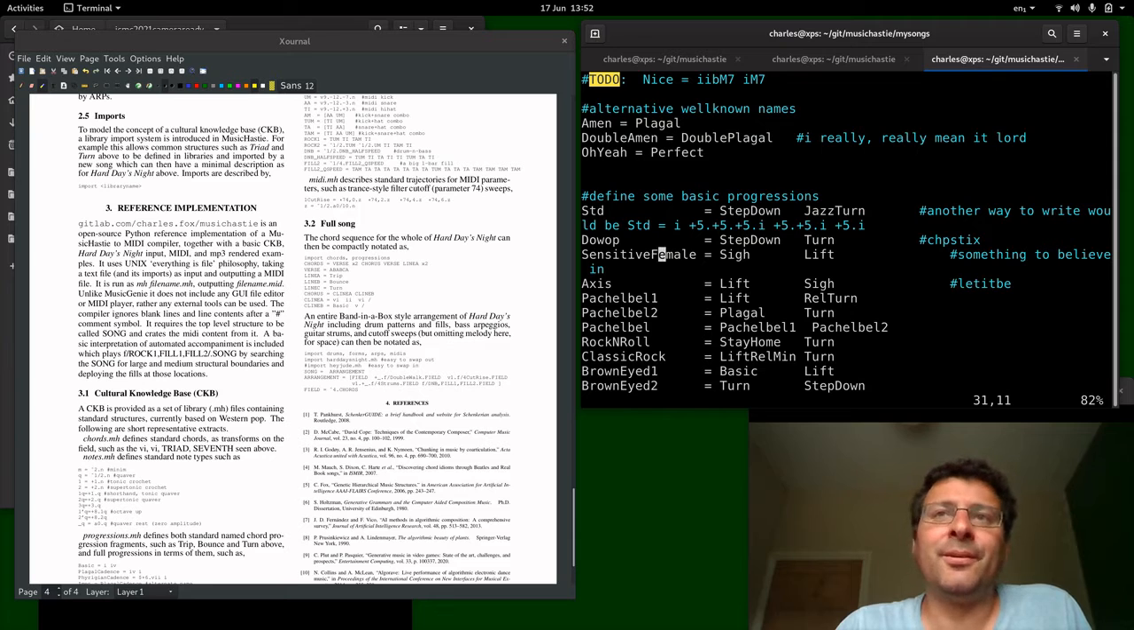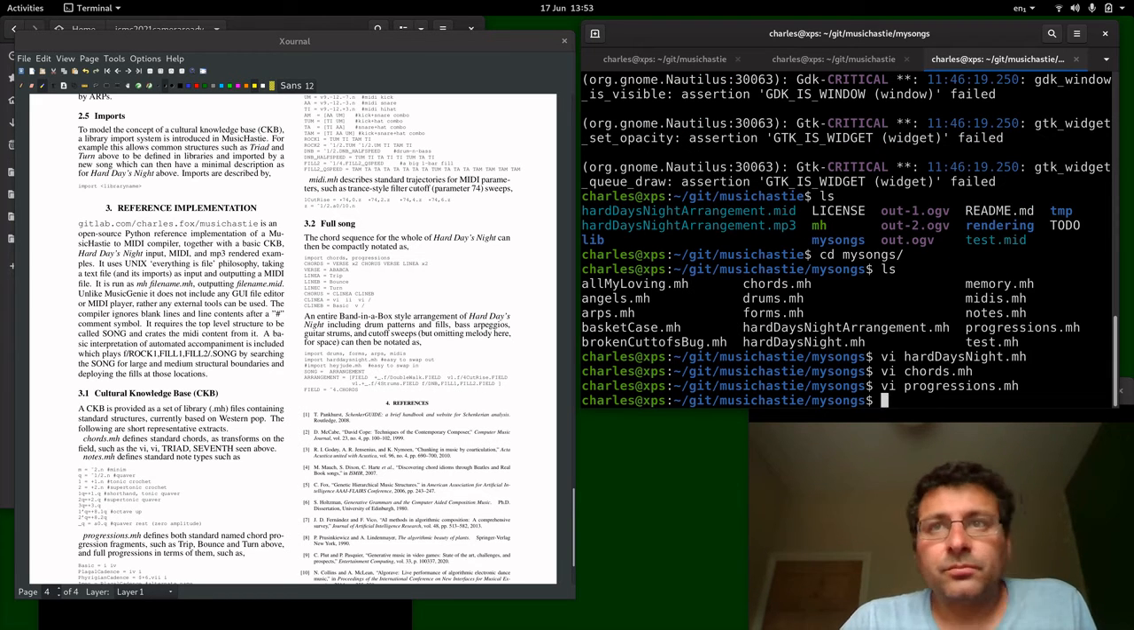It's a sigh followed by a lift, which is maybe what the emotions are supposed to capture within that. It's the opposite way around to the Axis of Awesome, which is a lift followed by a sigh. It has a more positive beginning and a weaker ending in that respect. Once you've defined your chord sequences, you can then chunk them together to make hierarchical songs.